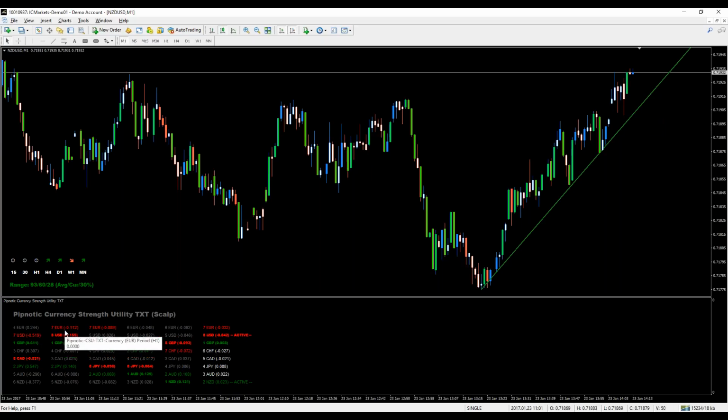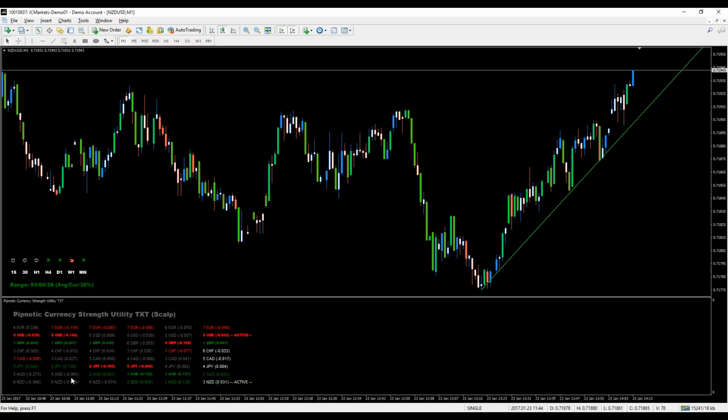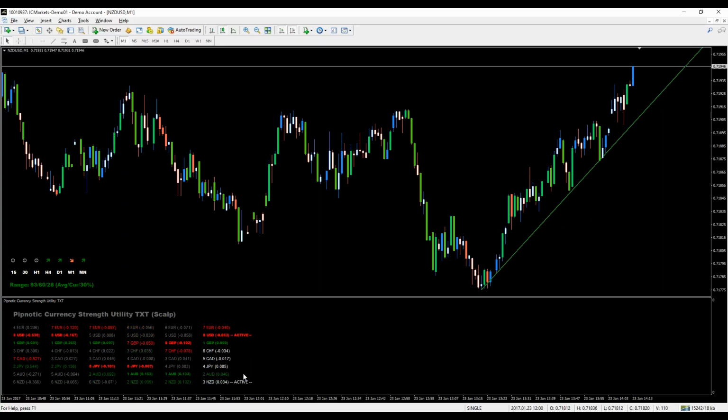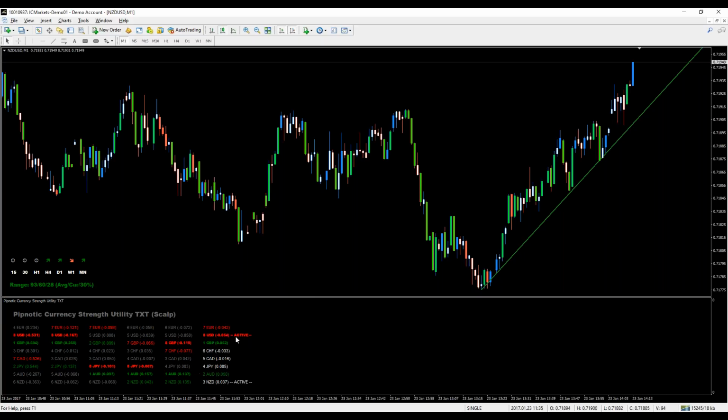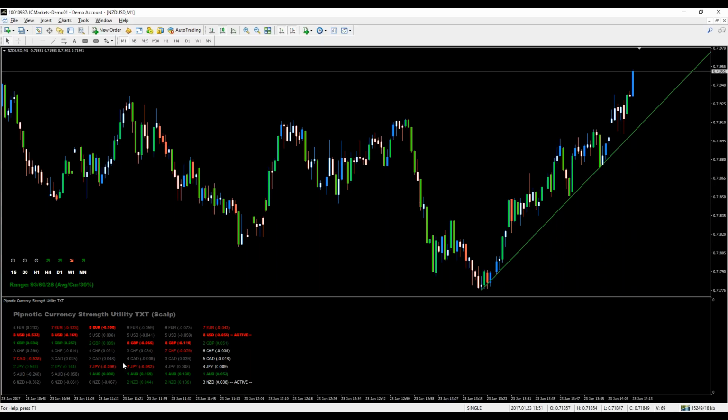So we want to see either the most or the second most attractive currency, and the weakest and the second weakest currency. We want to pair these two. So assuming that the euro was red all the way across and the Australian dollar was green all the way across, then we would sell the euro Australian dollar in the similar manner that you would using the other strategy.